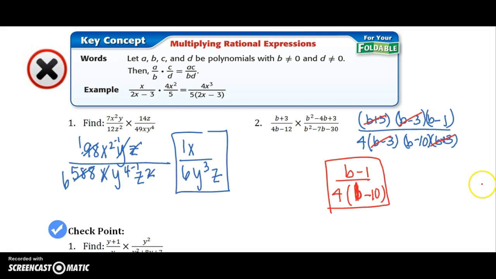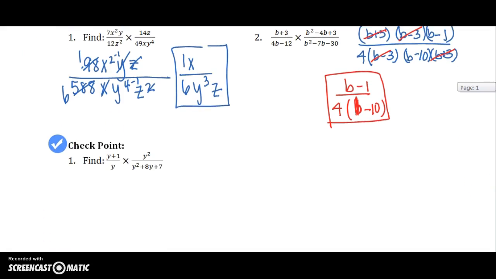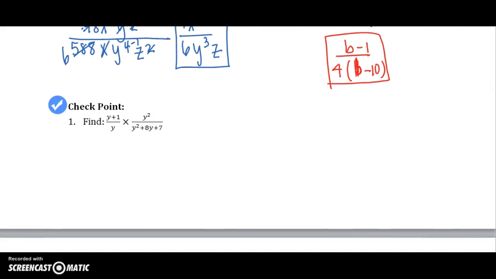Let's check your progress and do the best you can on this one, the checkpoint.